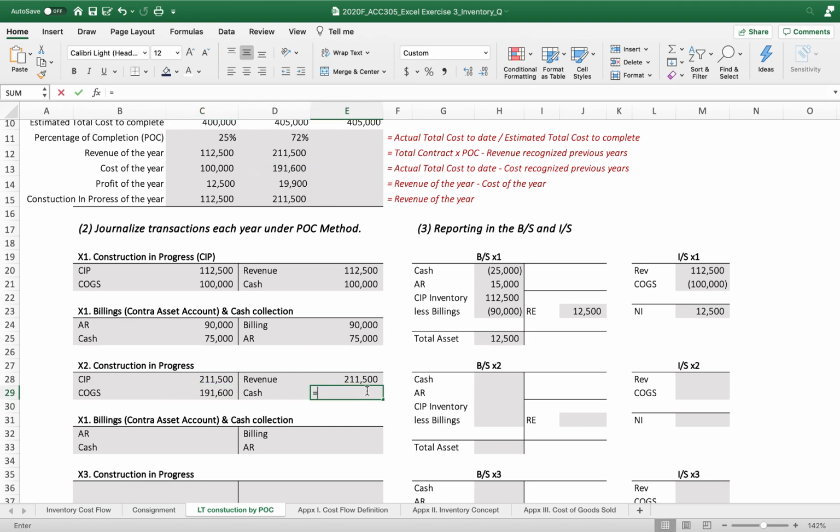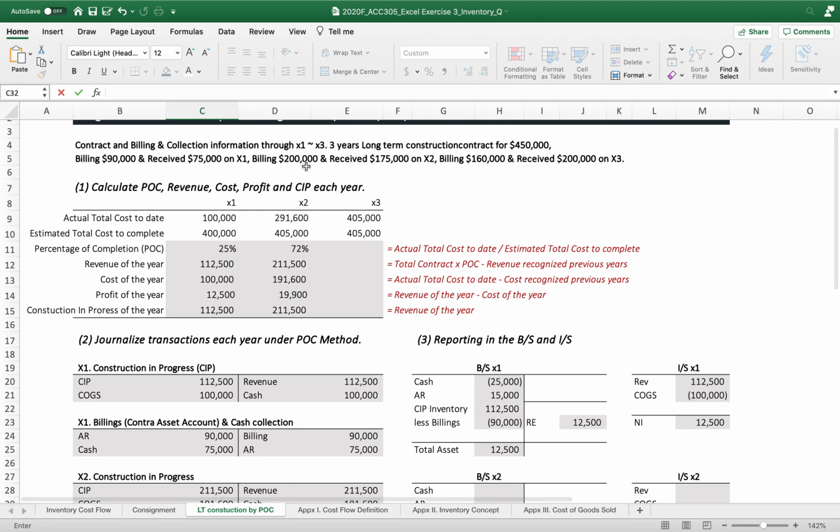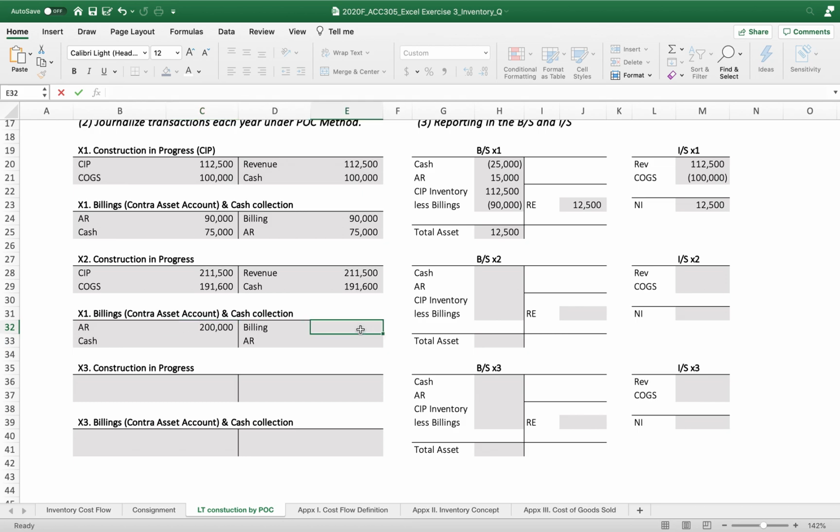And then the cash amount is that amount. So the cost amount is the same. And then AR, how much is AR? Now AR, we have another information on year two. Here, billing 200,000, received 172 on year two. So the billing and AR 200,000.